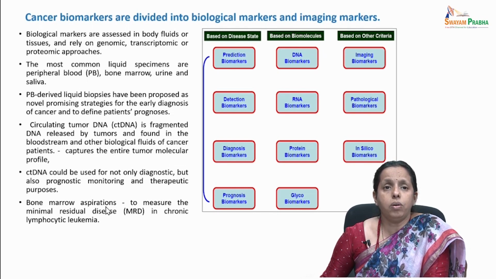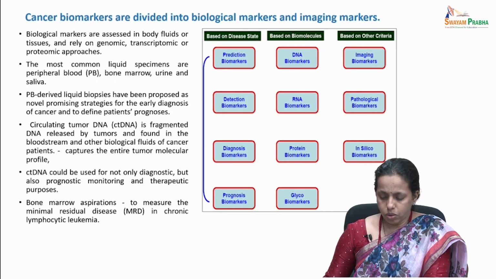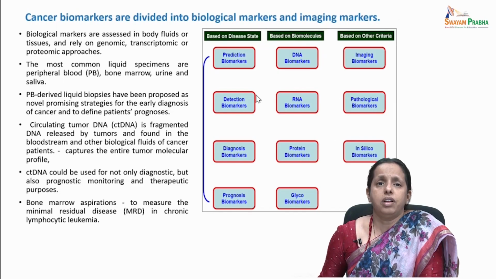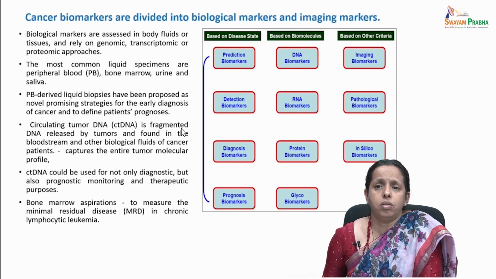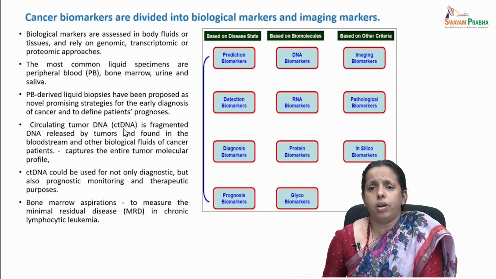Then you have bone marrow aspirations to measure MRD in chronic lymphocytic leukemia. Despite offering more accurate results than peripheral blood measurements, an important advantage of ctDNA biomarkers is that they are non-invasive. You don't need a clinician, a biopsy, a pathologist, and all the other paraphernalia for taking the ctDNA. It's just 2 ml of blood.